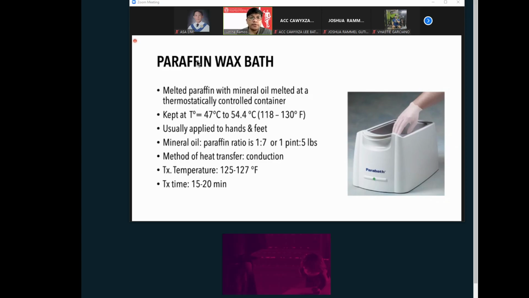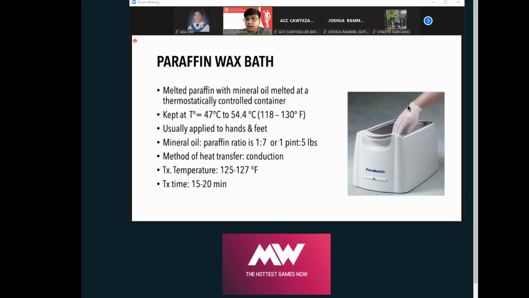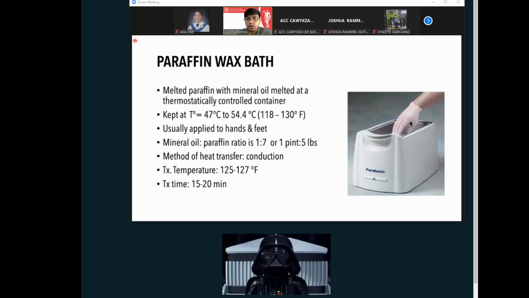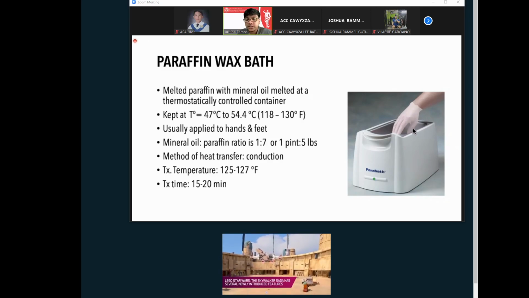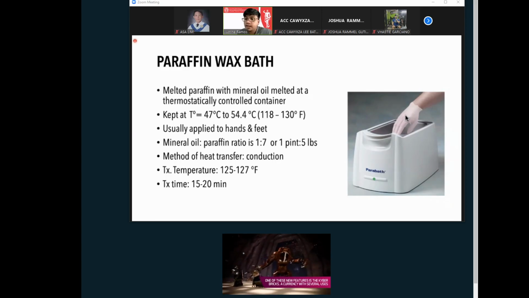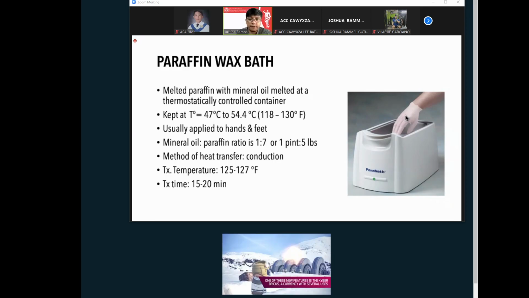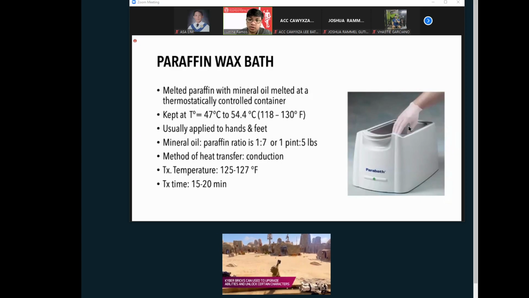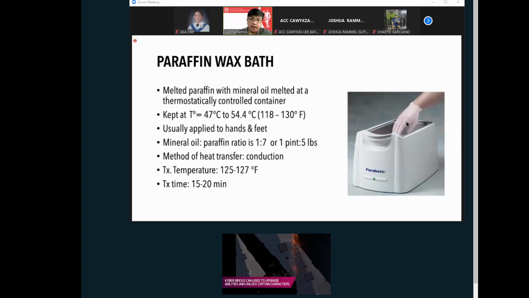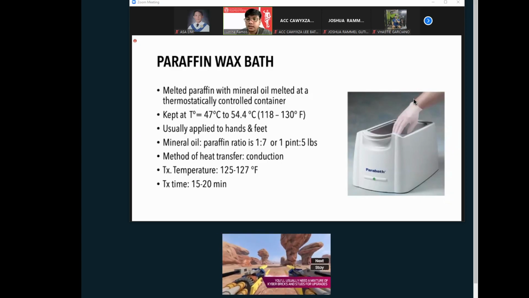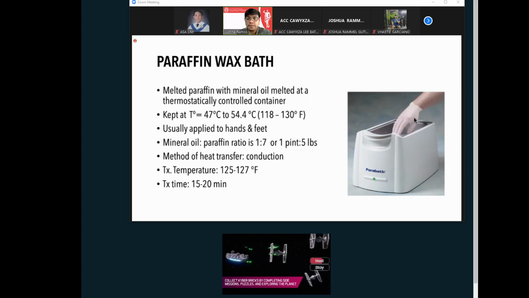So generally, the paraffin is good in heating the distal extremities because it maintains a good contact between the irregular contoured areas. Unlike your HMP, kasi hindi mo naman mako-cover, let's say for example, yung web, 'di ba? Hindi mo siya mapapainitan through the use of your hot moist pack. So especially sa hand, paraffin wax yung ginagamit natin to increase yung surface temperature.